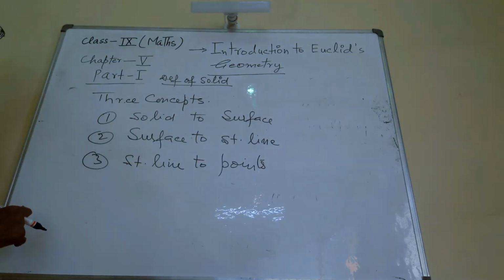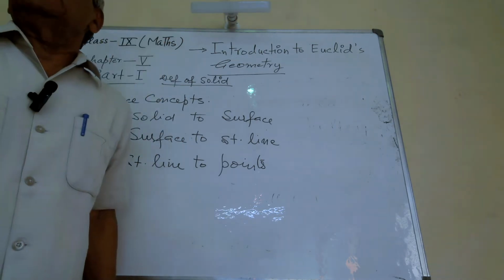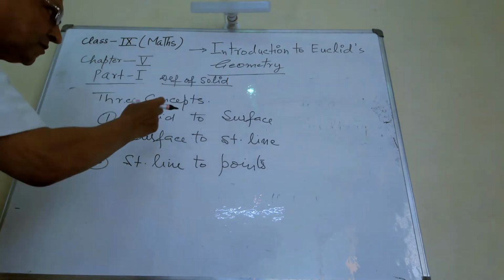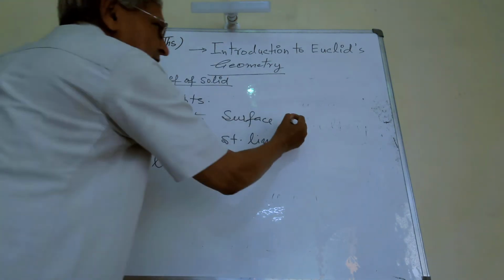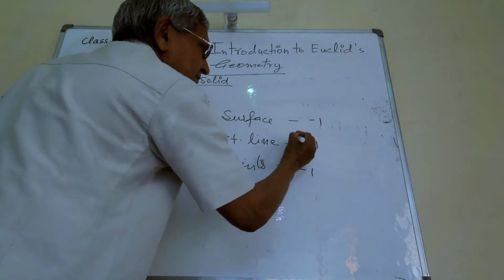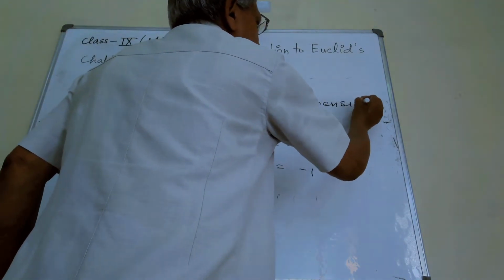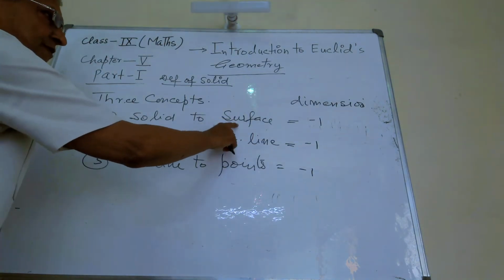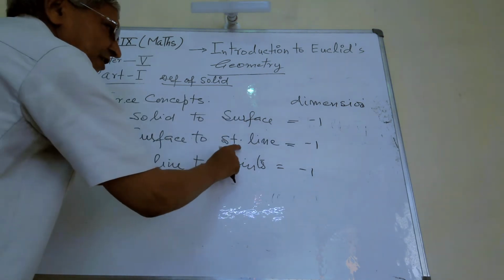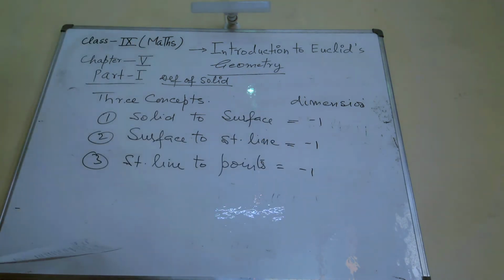He defined these concepts and he also told that in each concept one dimension we lose. We lose one dimension coming from this concept to this concept. Solid to surface, we lose one dimension. From surface to straight line, we lose one dimension. From straight line to point, we lose one dimension. And how? He explained with these 4 points. I am writing these 4 points. The concept will be clear to you.